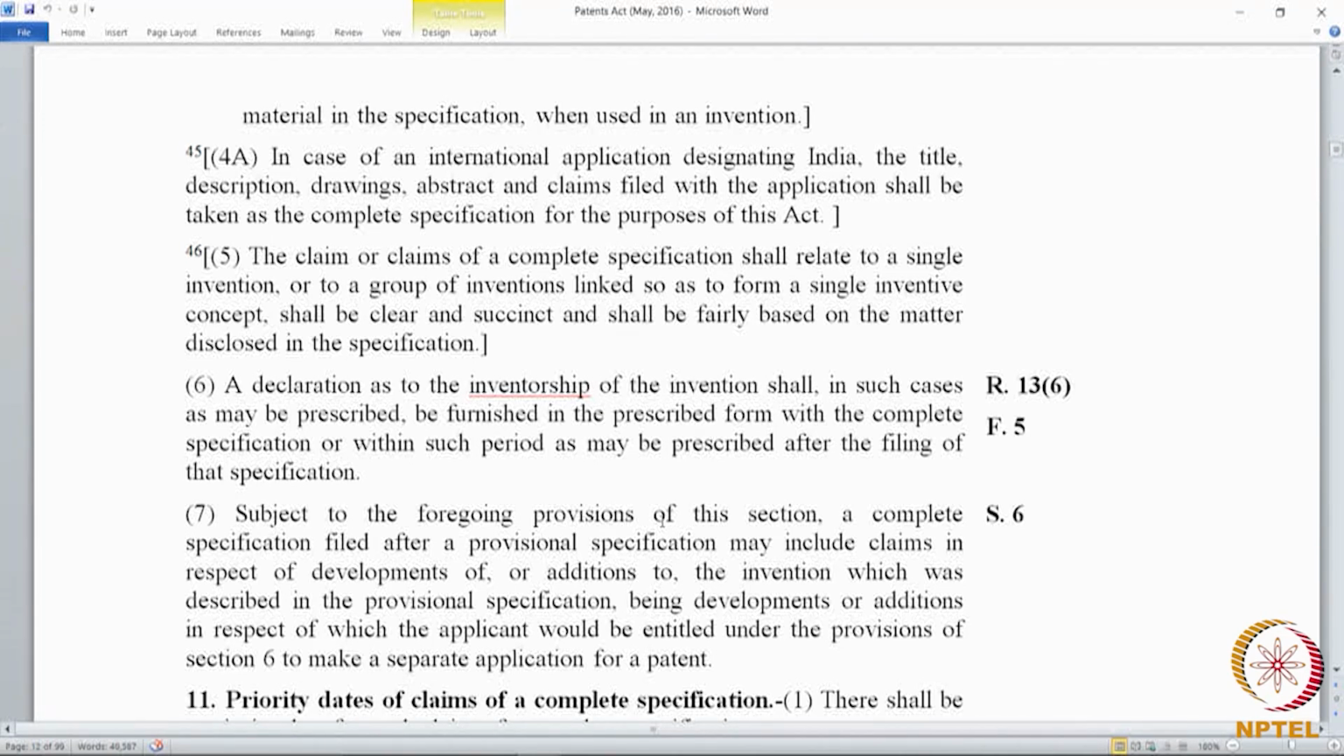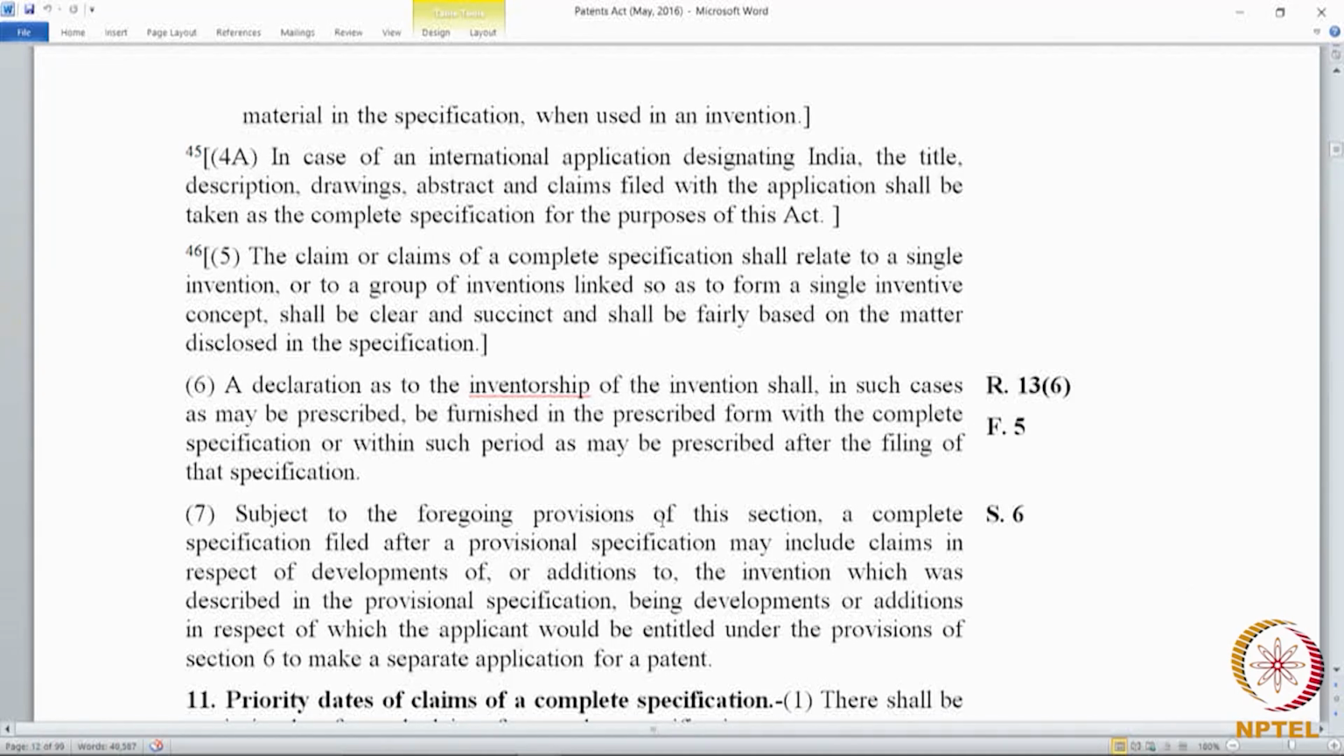So, these 5 parts comprise the complete specification. The complete specification will have a title followed by a description, and the description will have cross references to the drawings if there are any drawings, and the drawings will also be there in the complete specification in separate sheets. There will be an abstract of the invention again in a separate sheet, and claims beginning in a separate sheet. So these parts together form the complete specification.